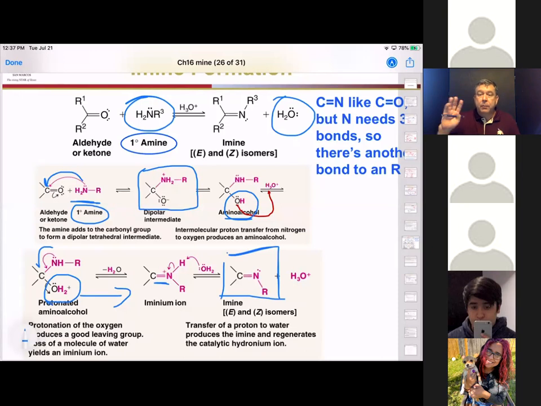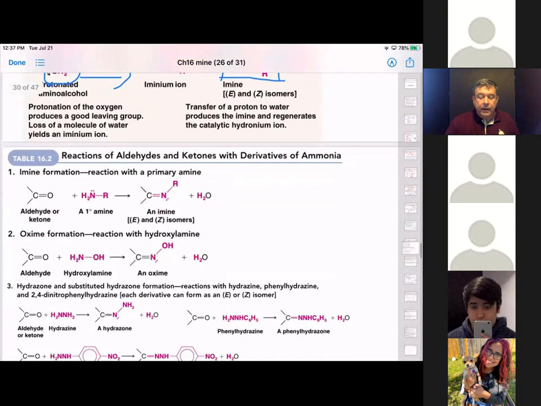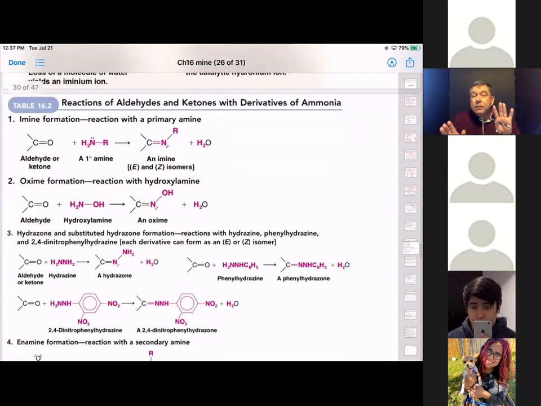Okay, because remember, nitrogen needs 3 bonds. Okay, so now, and again, the driving force for this is that the water leaving is a weaker base than the amine you're starting with. Okay, so there are a bunch of different structural analogs we can have on this. We can have the R group be hydrogen, and that would be a simple amine with ammonia.